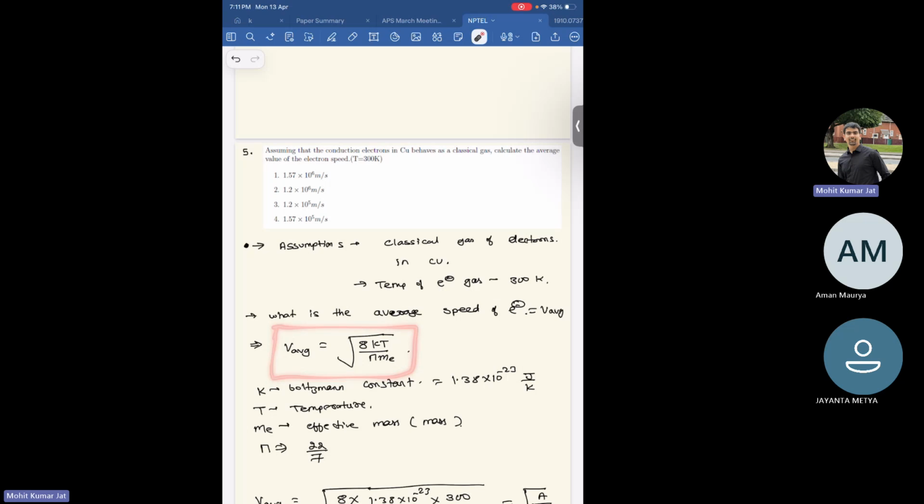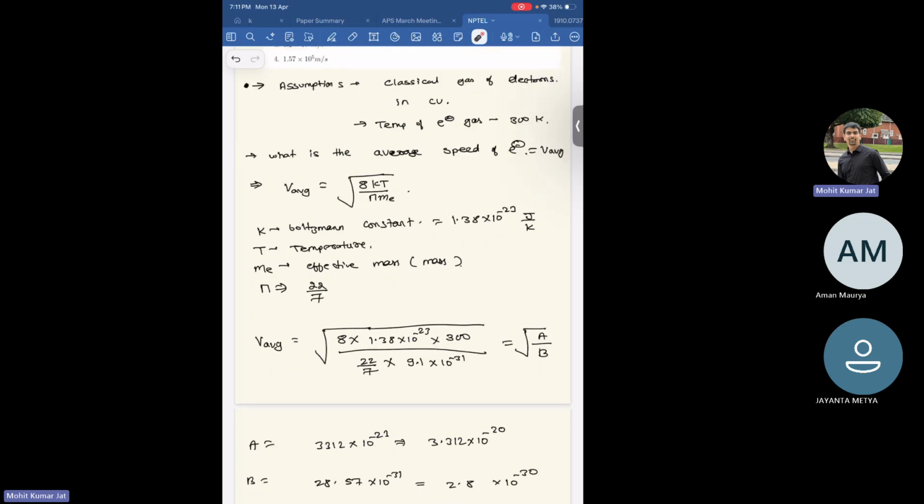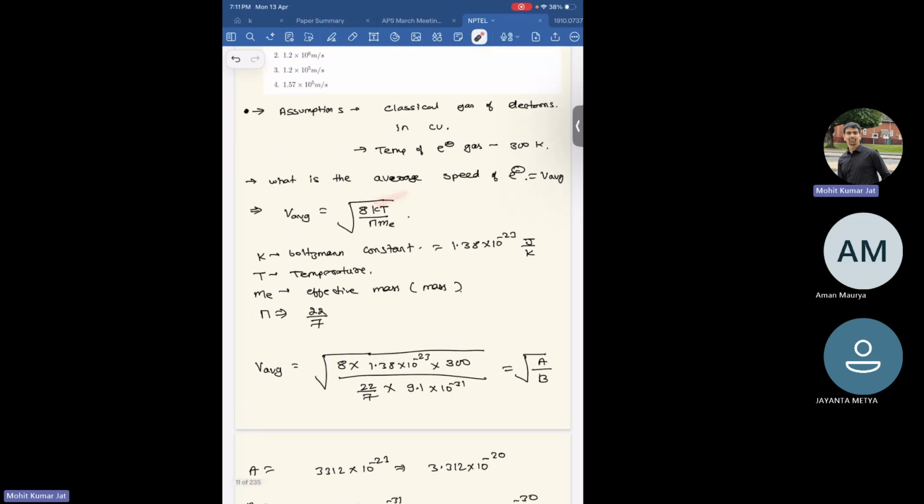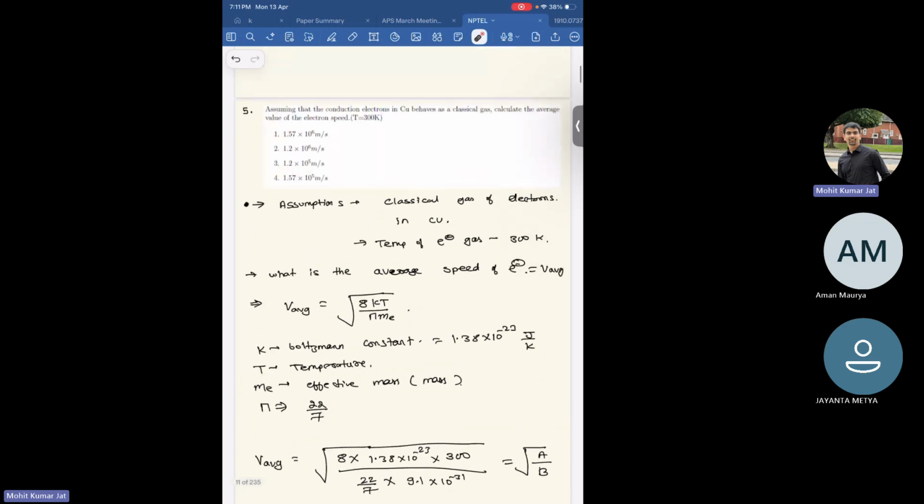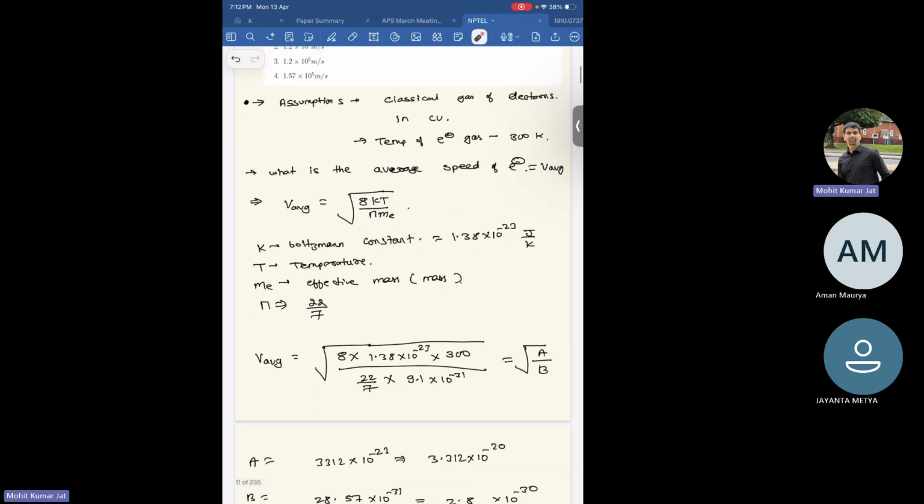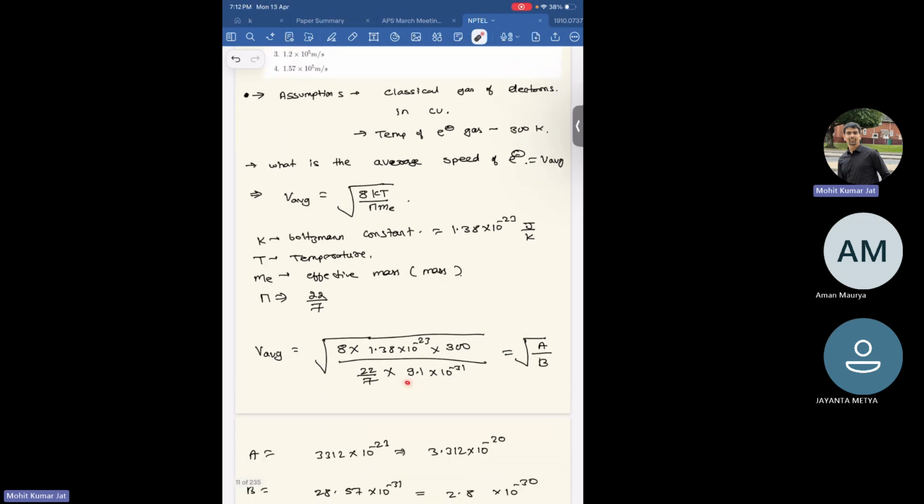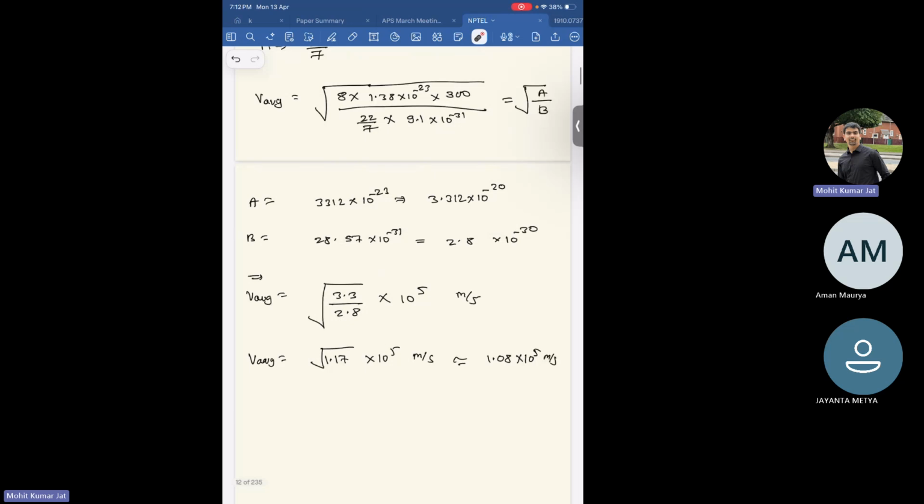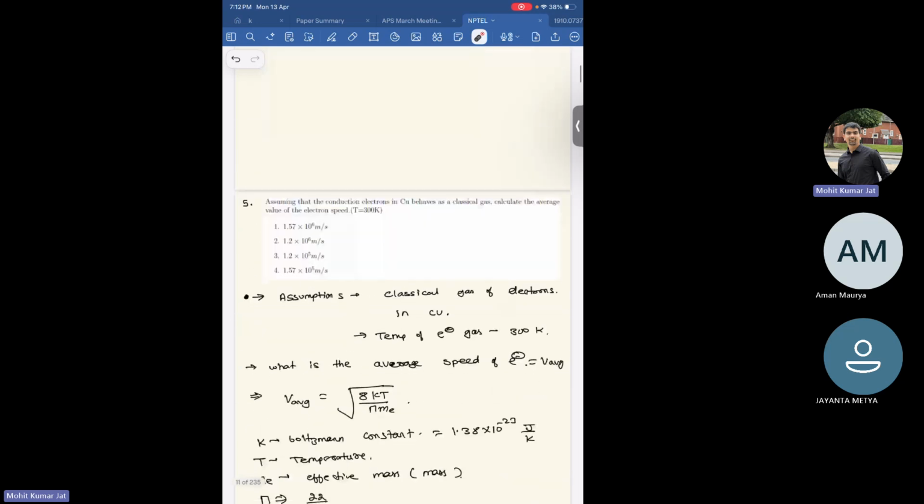Yeah. So we just substitute all these values here. K is the Boltzmann constant, 1.38 times 10 power minus 23 joule per Kelvin. T is temperature, pi is a constant, 22 by 7. Me is the mass of the electron, right? You substitute all these values, and since copper is a metal, you treat the electron to be a free particle and its effective mass to be the same as Me, and you get the average speed at which an electron moves in a metal to be 1.08 times 10 power 5 meter per second. This is the average speed at room temperature, roughly.